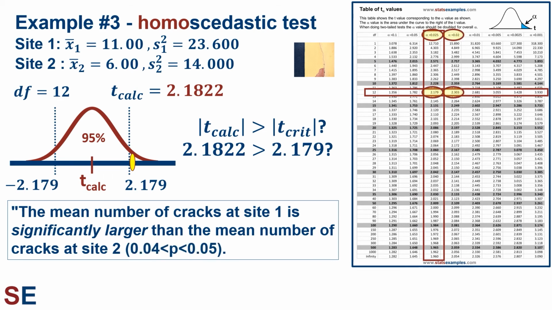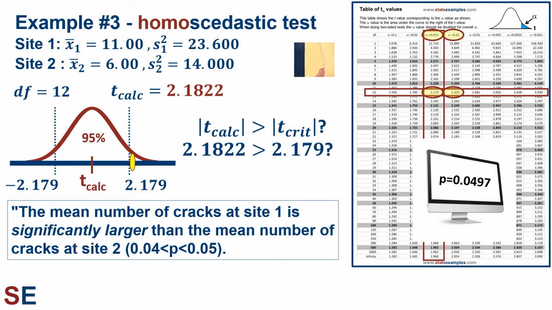To narrow down the p-value, we look at the rest of the t-values on the row, and we see that the t-calculated value of 2.1822 lies between the values of 2.179 and 2.303, which correspond to overall p-values of 0.05 and 0.04. We therefore state that the mean number of cracks at site 1 is significantly larger than the mean number of cracks at site 2, p between 0.04 and 0.05.